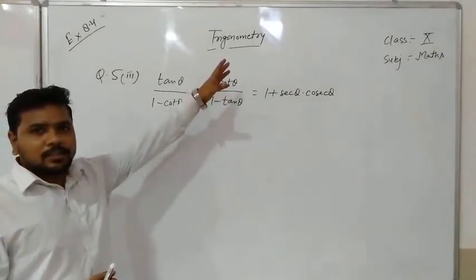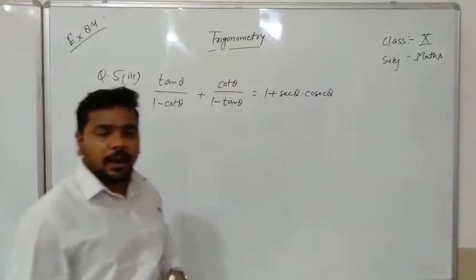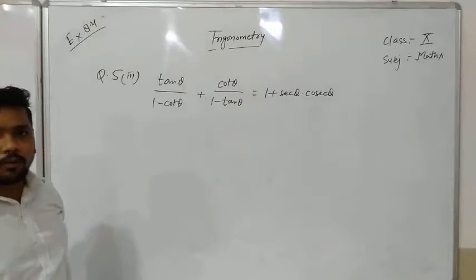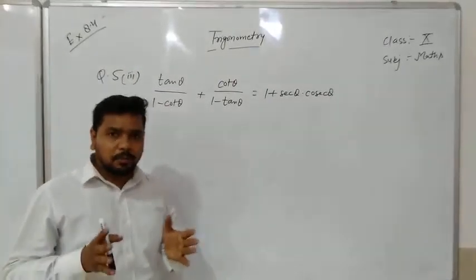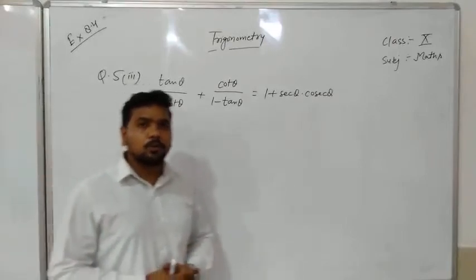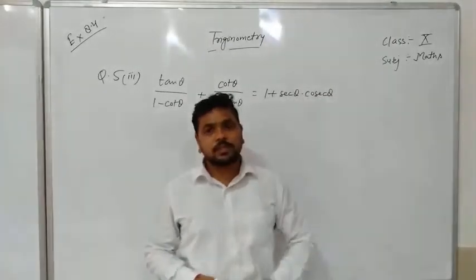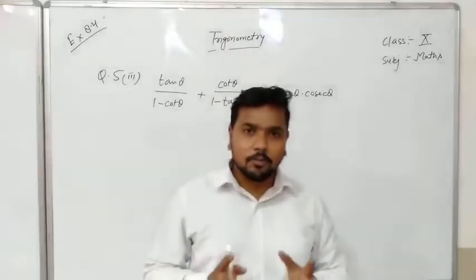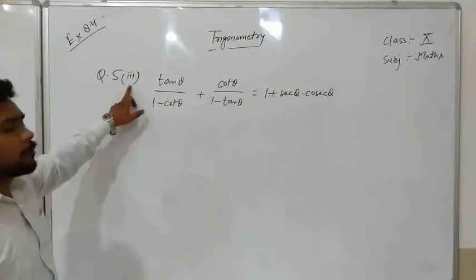Today we are starting the chapter Trigonometry again, of Class 10, and today's class is Exercise 8.4. In today's class we are taking Question number 5, which is very important for you. Question number 5 has 10 parts, and these 10 questions are very important. So I am taking a few questions; please see very carefully the third part of Question number 5.